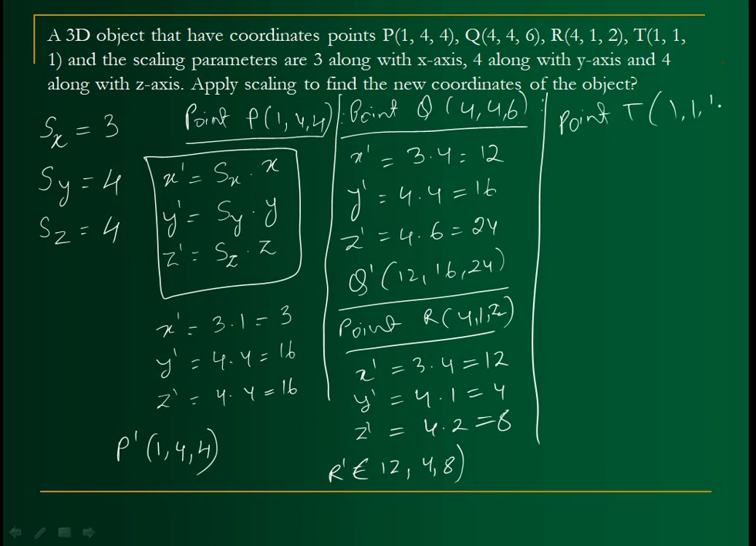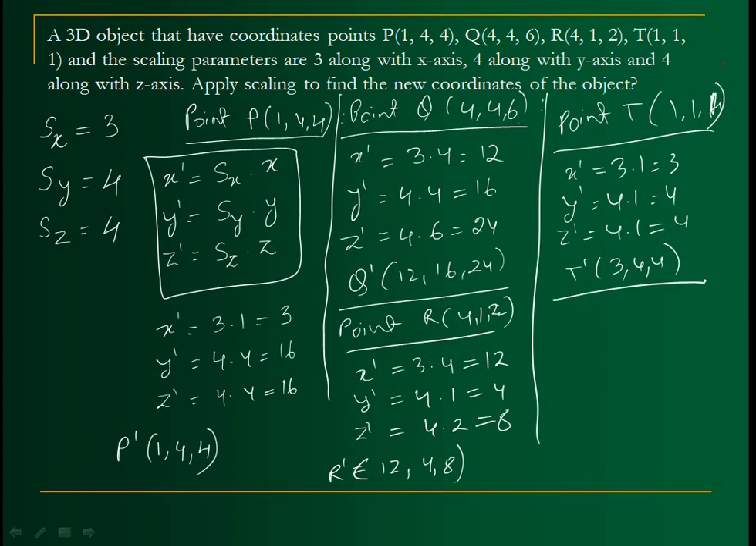Now let us consider another point T(1, 1, 1). So x dash for point T will be 3 into 1, which is 3. Y dash equals 4 into 1, which is 4. And z dash equals 4 into 1, which is 4. Now T dash is the point 3, 4, 4.